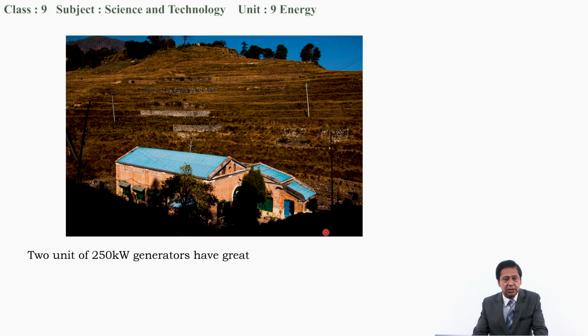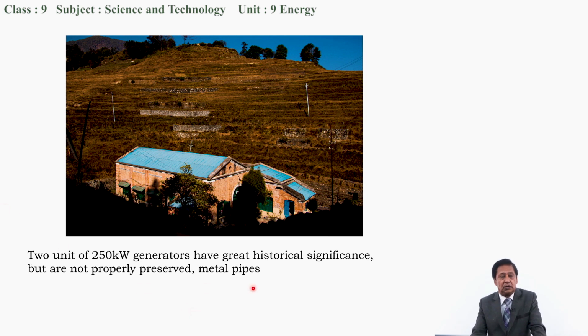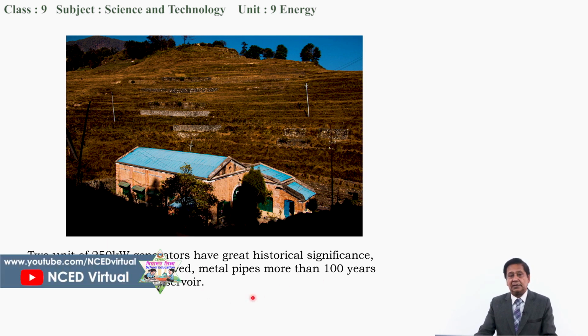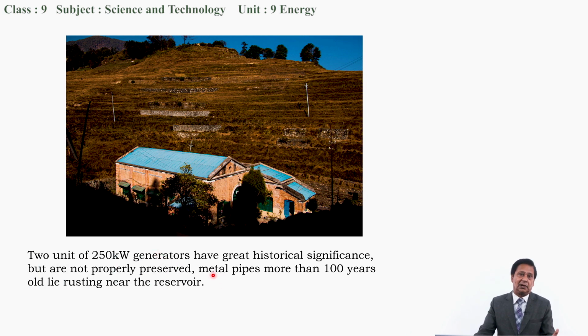Two units of 250 kilowatt generators have great historical significance but are not properly preserved. Metal pipes more than 100 years old lie rusting near the reservoir. Near the reservoir, many metal pipes can be seen, which are actually wasted.